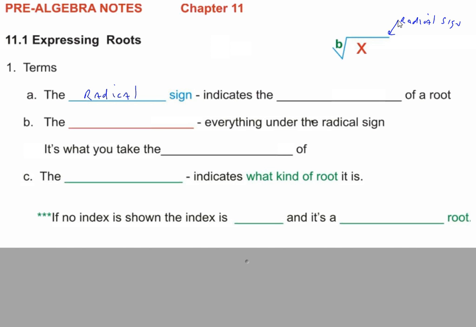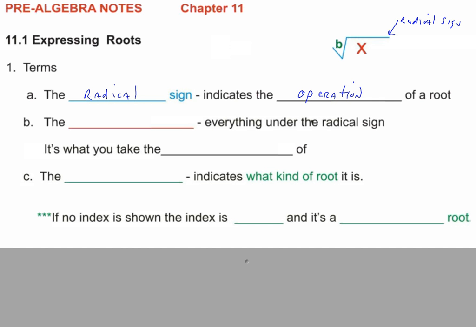So remember, it's not a square root symbol, it's a radical sign, and it indicates the operation. Like adding is an operation, multiplying is an operation, absolute value is an operation. The radical sign tells you the operation of taking the roots.